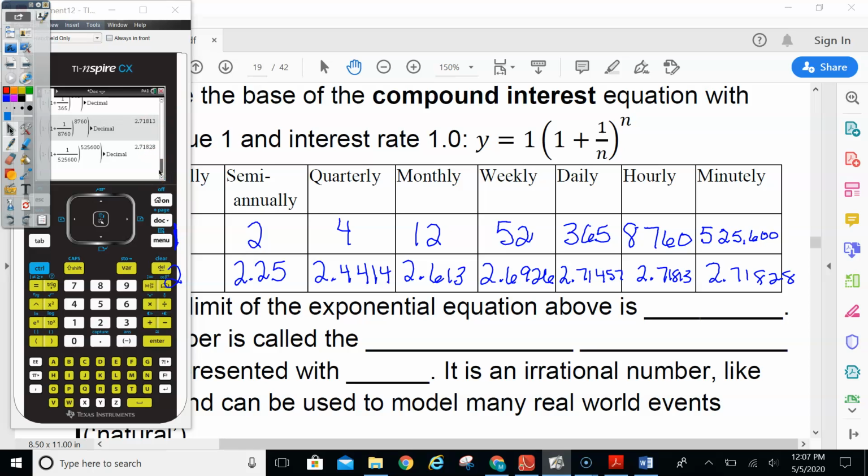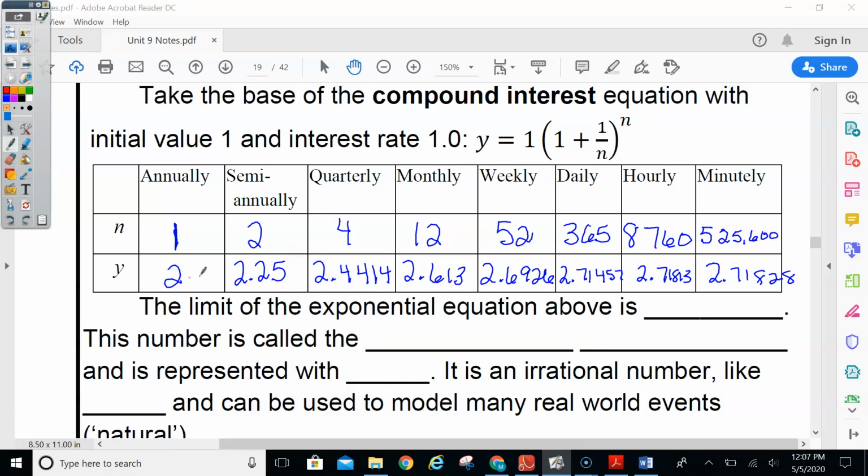So notice these y values, they're getting higher and higher, but they're kind of flattening out to this number. So we say that the limit of this exponential equation is 2.71828. This number is kind of like pi. We call it the natural base number. And we use the letter E, little cursive E, to represent this number.